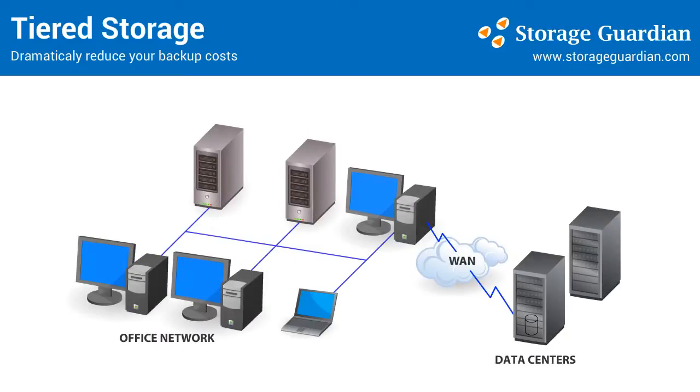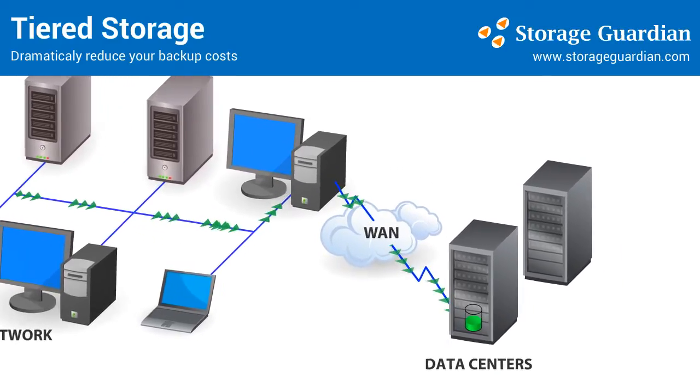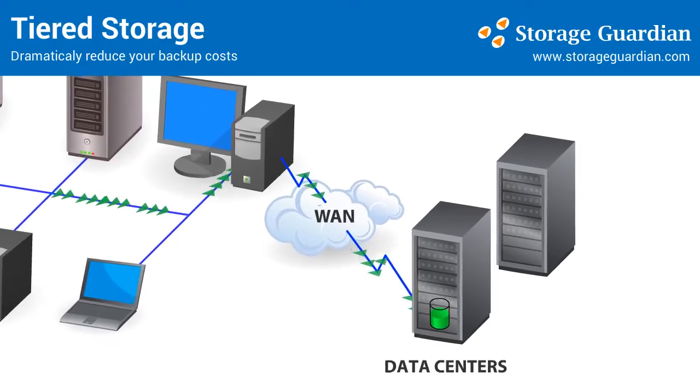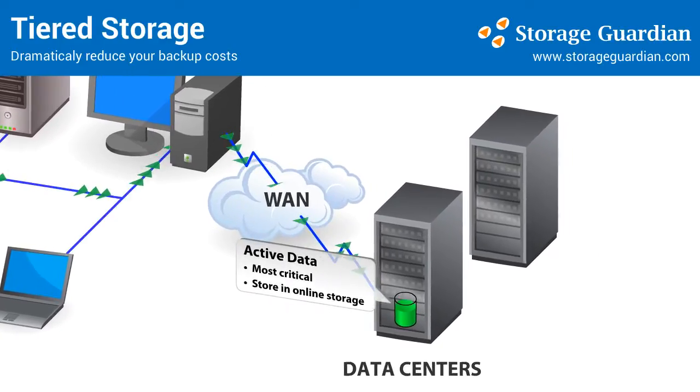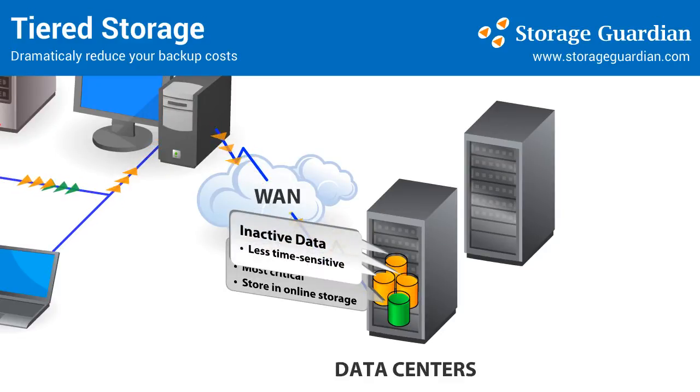If you're like most companies, you probably have active and inactive data on your network. Active data is the most critical data that you're working with right now, and it needs to be kept in high availability online storage so that it can be restored immediately. But your company might also have many gigabytes or terabytes of inactive data as well, like old accounting records, old payroll information, and other things that are important but don't need to be restored immediately.